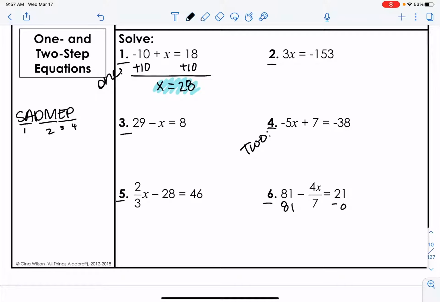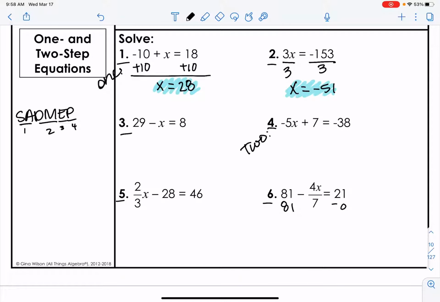Moving on to number 2, I have 3x equals -153. Well, with 3x, I don't see an operation symbol, and if you don't see an operation symbol, that automatically means that it's multiplication. So if x is being multiplied by 3, I need to move that 3 away from the x, so I will divide both sides by 3. So my x is going to be equal to -153 divided by 3, which is -51.